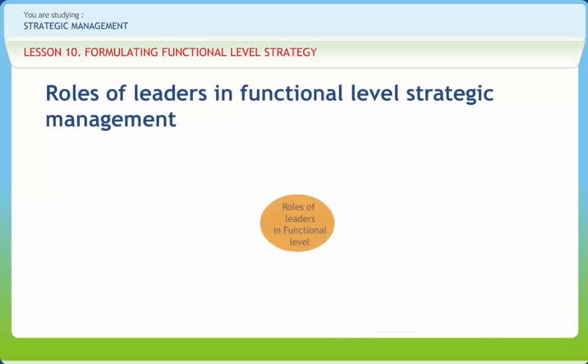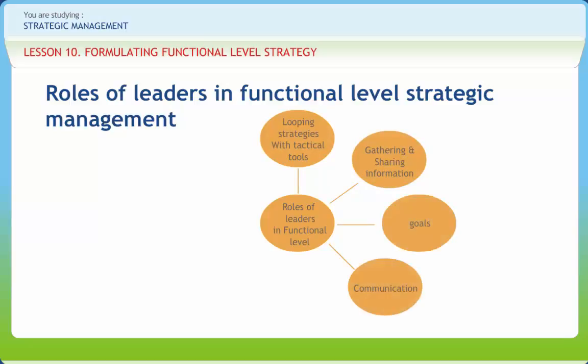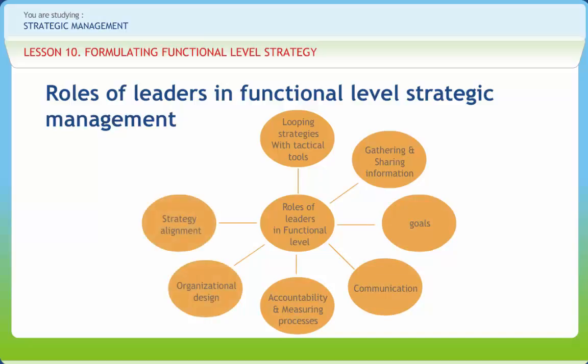Role of leaders in functional level strategic management are looping strategies with tactical tools, gathering and sharing information, goals, communication, accountability and measuring processes, organizational design, strategy alignment, and making it work. Before executing a plan of action, leaders must know how they can be most effective and creditable within their organization, how they personally function as leaders, and how they can best influence others to gain support and commit to their strategies. These sources of information can come from outside vendors, customers, industry experts, and salespeople.